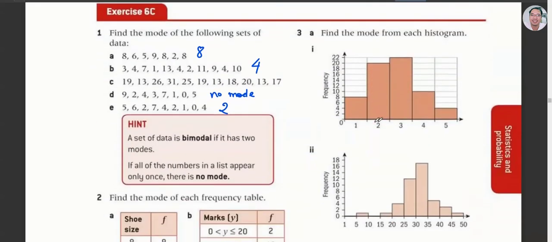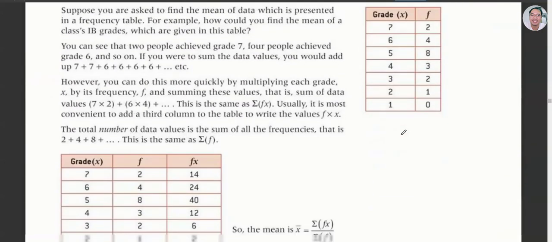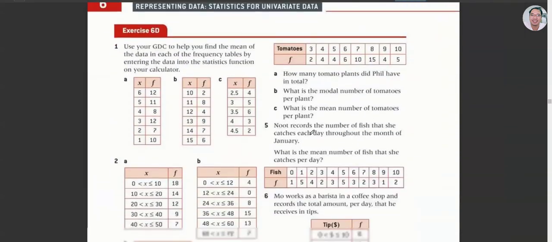Yeah. 1, 2, 3. Definitely discrete. The second one, like I said, I wasn't sure. But yeah, it can be continuous. Can possibly be, yeah. The mean, mode, median example, 6D.